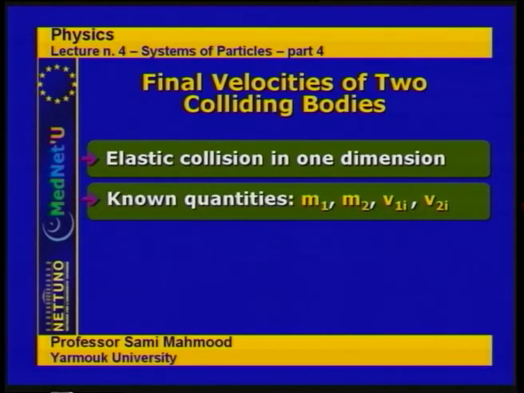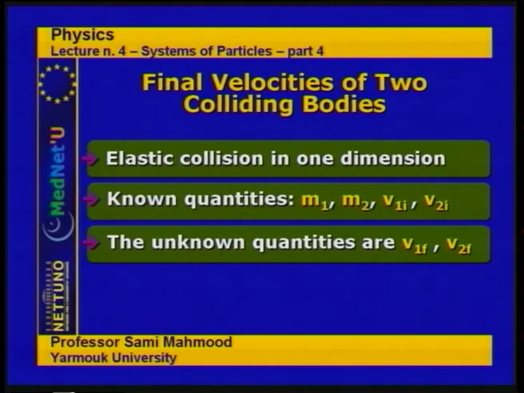Secondly, in this collision problem, the mass of the first object and the mass of the second object are both known. Also, we know the initial velocities of the projectile particle and the target particle. If we know all of these parameters, we are left with the final velocities. The unknown quantities are thus only V1 final and V2 final. Those are the only quantities that remain to be determined.